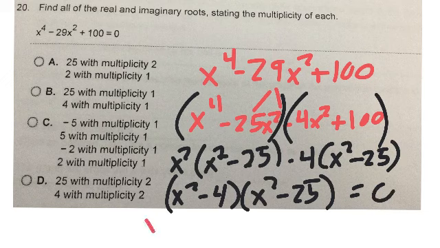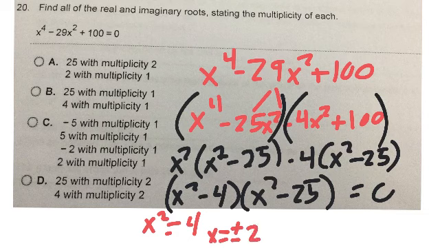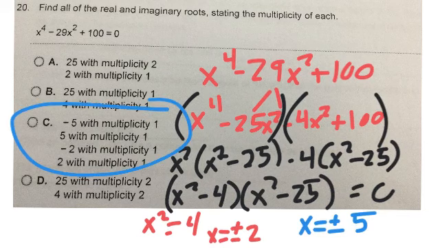Set each one of those equal to 0. So x squared equals 4, which means x equals plus or minus 2. Remember, when you take a square root, you always account for the plus or minus. And then same thing here, plus or minus 5 when we take a square root there. So I have 4 roots: 2, negative 2, 5, negative 5. So each one can only happen one time. So that would be C.